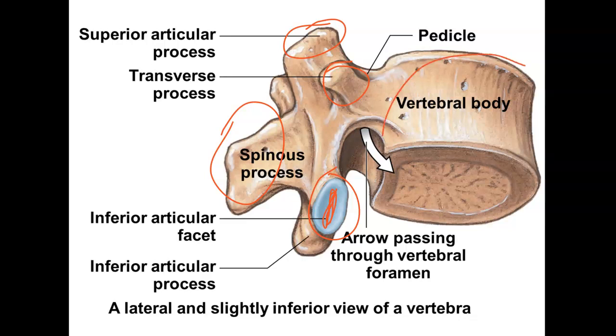You have the large body. You're going to have the vertebral foramen, which is going to be the hole that the spinal cord comes through. Going around this section here between the body and the transverse process is going to be referred to as the pedicle. And then also looking here, you're going to see that inferior articular process.